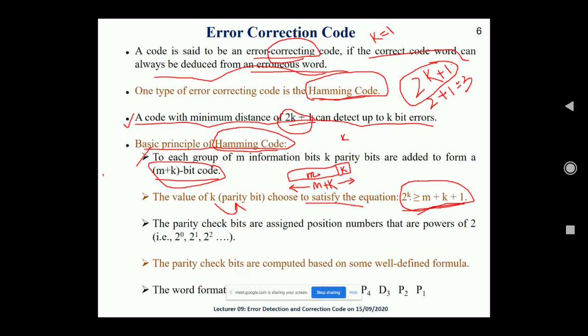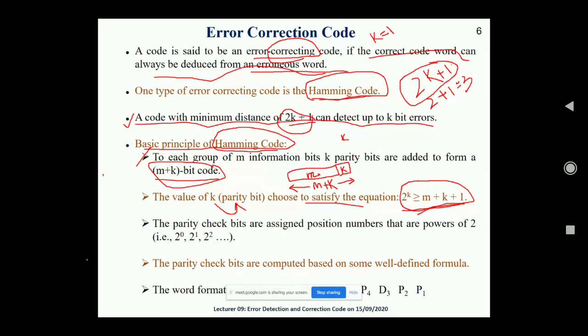2 to the power k is greater than or equal to m plus k plus 1. M means nothing but a message bit, data bit or information bit, and k is nothing but a parity bit. This way we can find how many parity bits we are actually using. This particular part we will discuss with the help of an example. Wait for a few minutes.